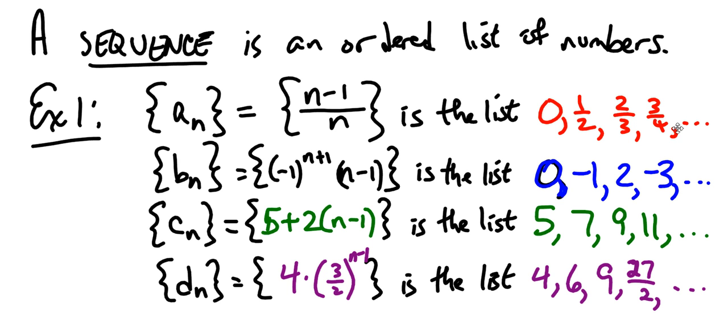Well, these terms all get closer and closer to 1, so we would say that the sequence a sub n converges to 1. These do not settle down anywhere. They bounce back and forth between larger and larger positive and negative numbers. These don't settle down anywhere. They just keep growing. And these just keep growing. So the only one of these 4 sequences with a limit is a sub n.